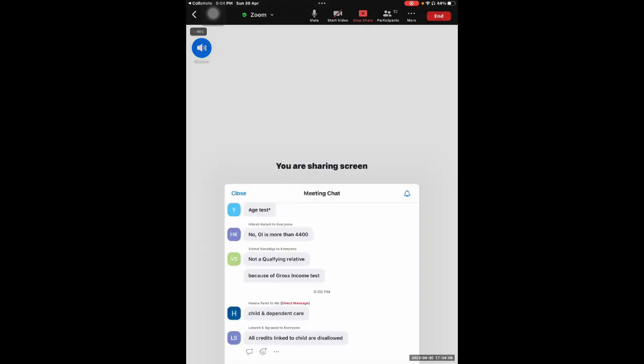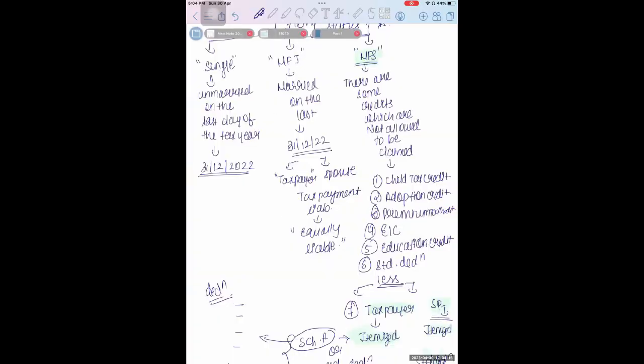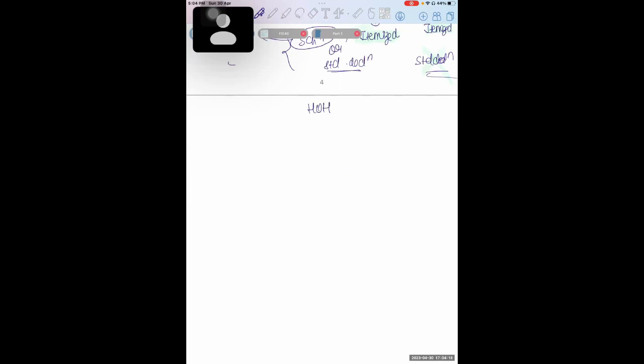We can claim HOH if all the conditions are satisfied with respect to filing, marital status and household maintenance. In HOH status, I explained 4 conditions yesterday. Let me write them down properly. The first condition was the person should be unmarried, so marital status should be unmarried, or the person should be considered unmarried.